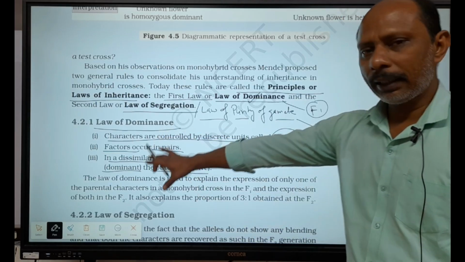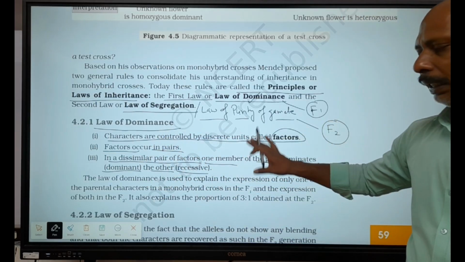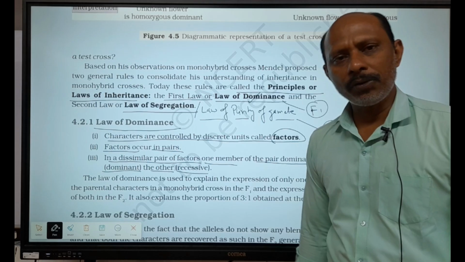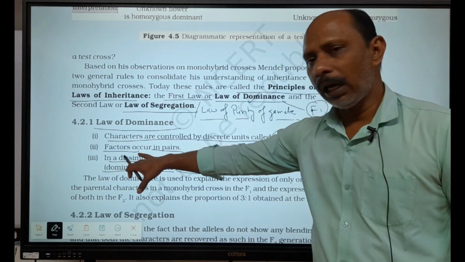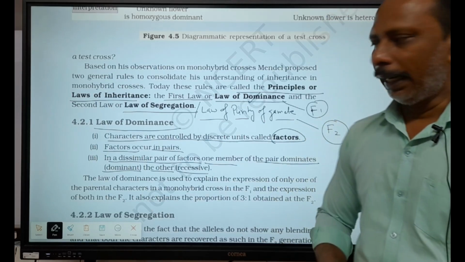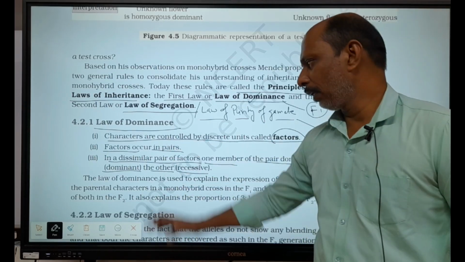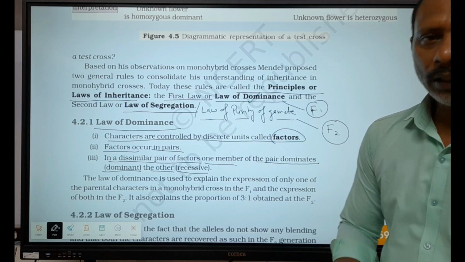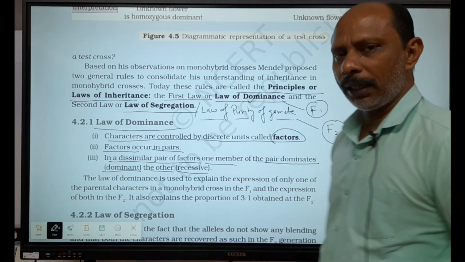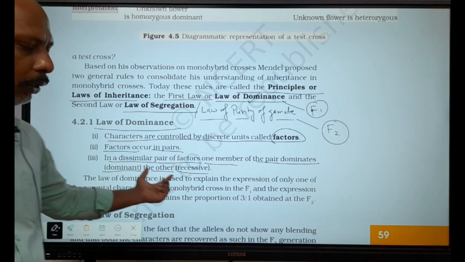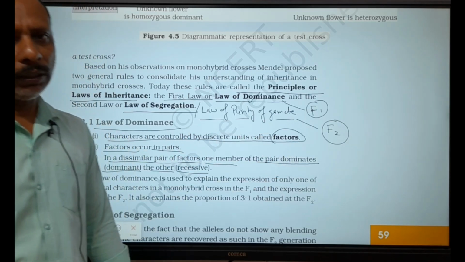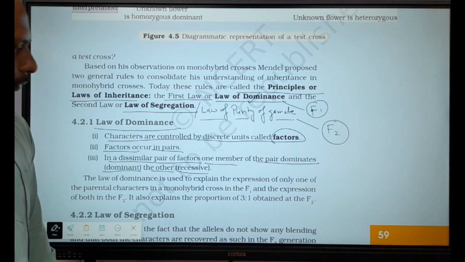First, characters are controlled by discrete units, and these discrete units are called factors, according to Mendel. They are always present in pairs. And third, in a dissimilar pair of factors, one member of the pair dominates, and the other is recessive.